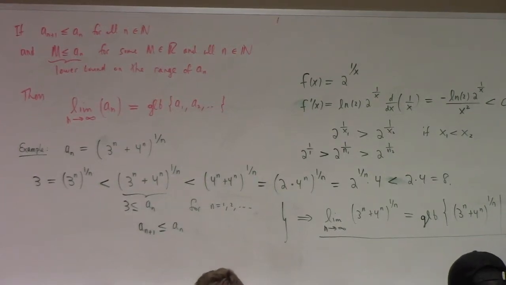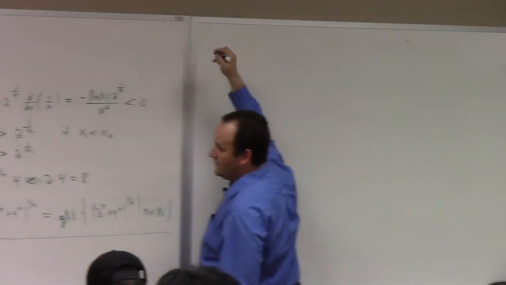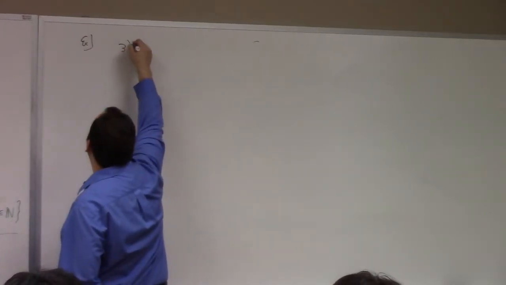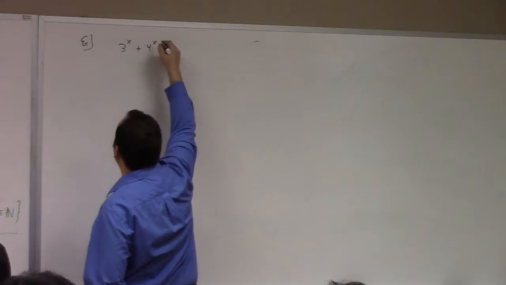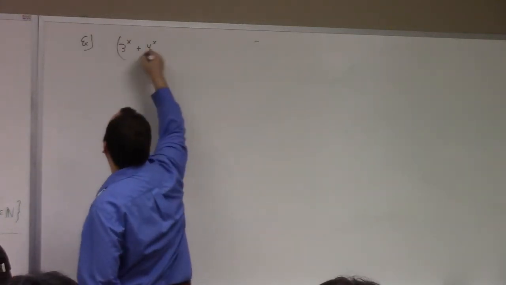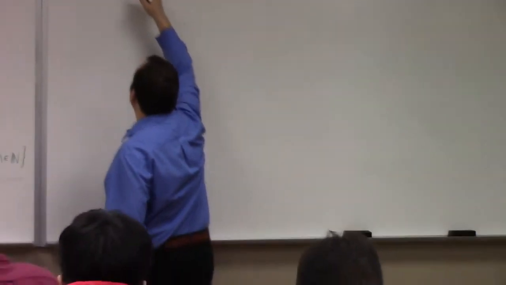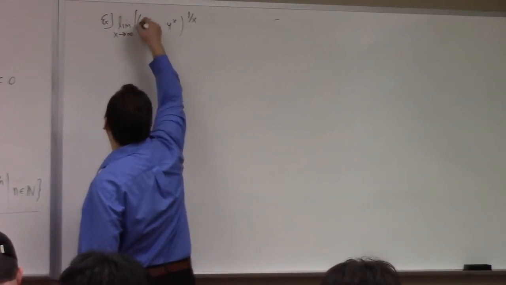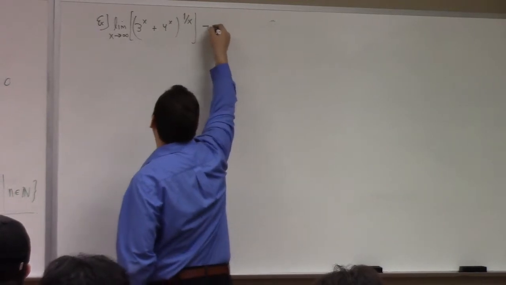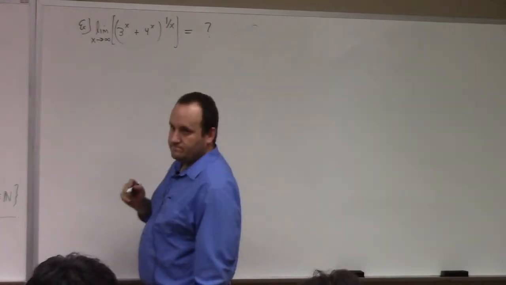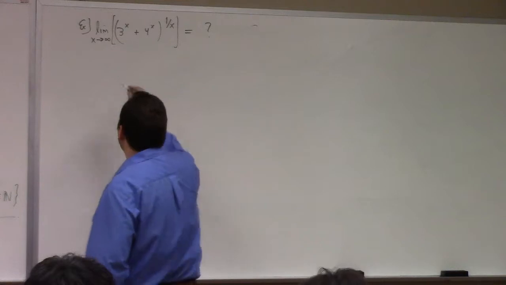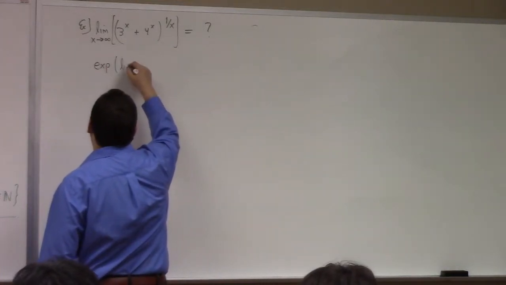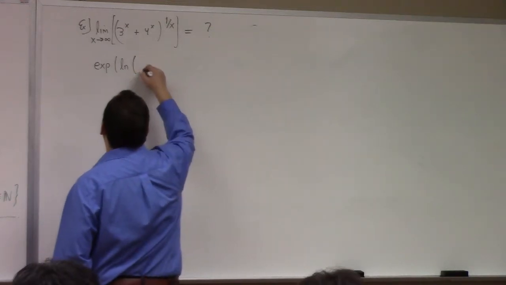So we're trying to, related limit, let's look at it in terms of x. So we've got 3 to the x plus 4 to the x, to the 1 over x power. I'm going to take the limit as x goes to infinity. All right? Question is, what's this limit? So here's what we do. We take the exponential of the natural log of this limit.